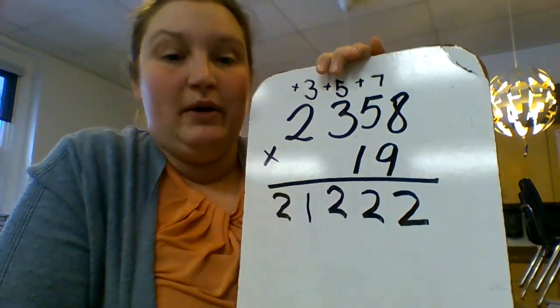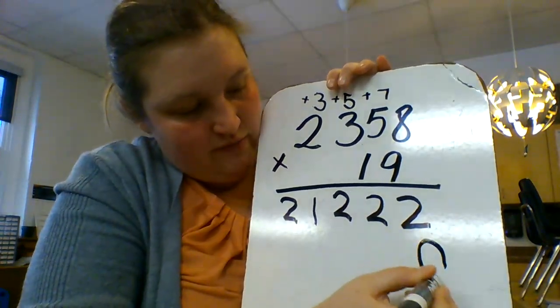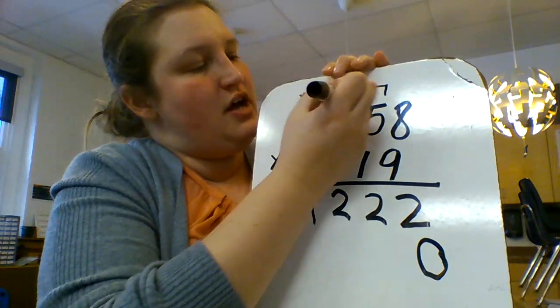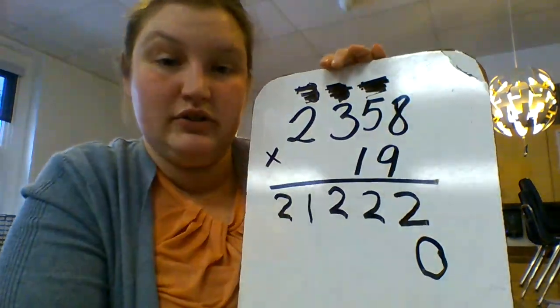Okay, now our most important step before we go to the next row, we have to put our 0. And I'm going to cross these all out because I don't want to get confused if I have to carry any other times.